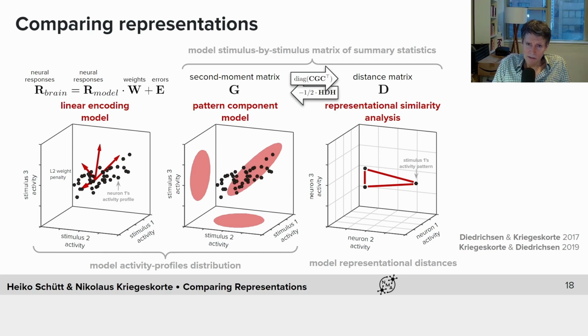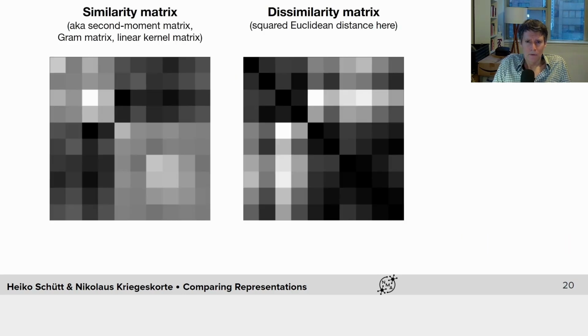And these two on the right here have an important commonality as well, which is that they use a stimulus by stimulus square matrix of summary statistics to characterize the representation. Only in the case of the pattern component model, it's the second moment matrix or a similarity matrix. And in the case of representational similarity analysis, it's the distance matrix. But we've seen that these contain the same information. By contrast, in linear encoding models, we model each response separately. So it's a mass univariate approach where we go through all the neurons measured in the brain and model each as a linear combination of the model neurons.